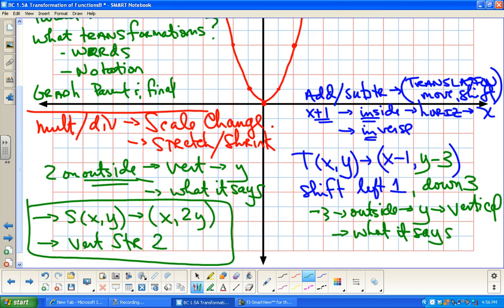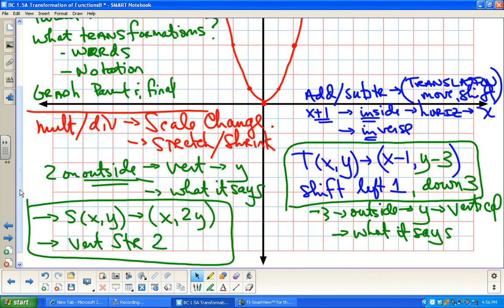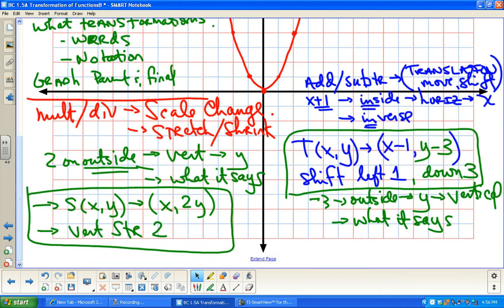Don't say down negative 3, because by saying down negative, it ends up really being up. So if you're talking about wording, you could say it shifted vertically negative 3. I think most people are going to be more comfortable saying it shifted down 3. Okay? All right, so that's the translation.